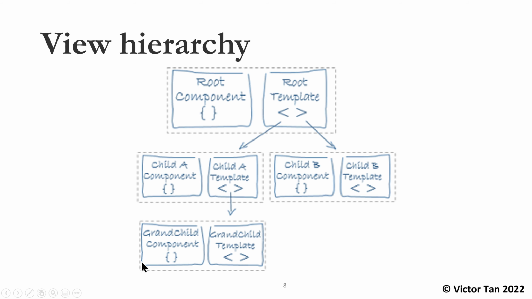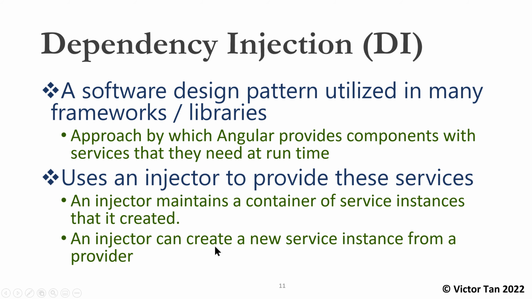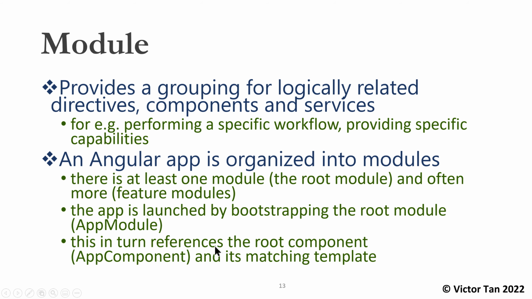So the root component, as we saw, is right at the top of the view hierarchy. So when you bootstrap or when you start up your Angular app, the first thing that loads up is the root module, and then the root module will then load up the root component. The root component will then render the root template, and when the root template is rendered, it will render all its child views, and when its child views are rendered, the child views will render their own child views, and so on until the entire view hierarchy is rendered, and then you see the view in your browser, right? So that's how the Angular app will start up.